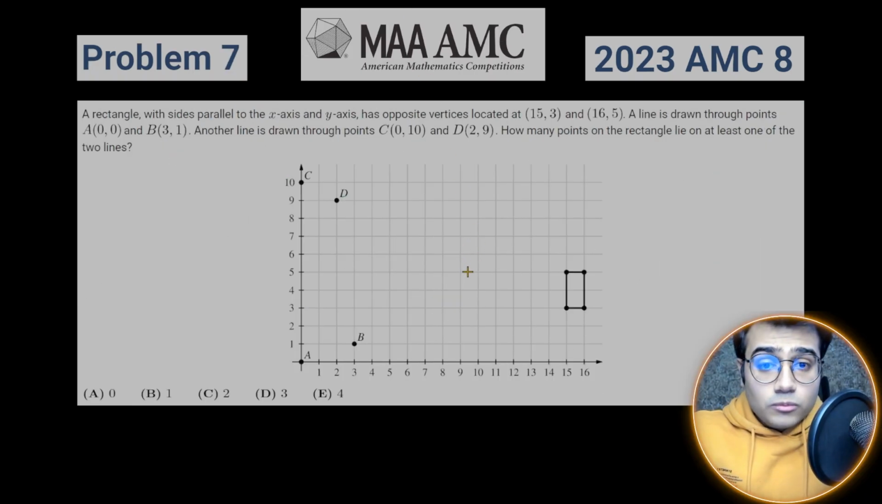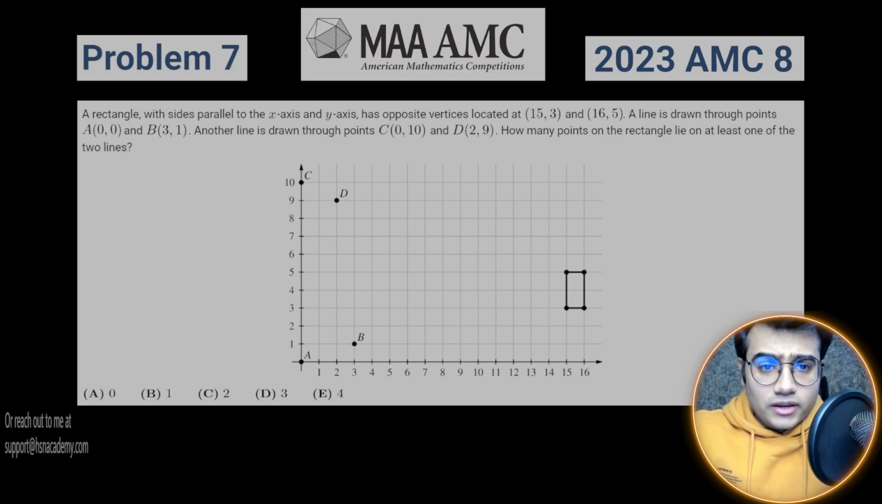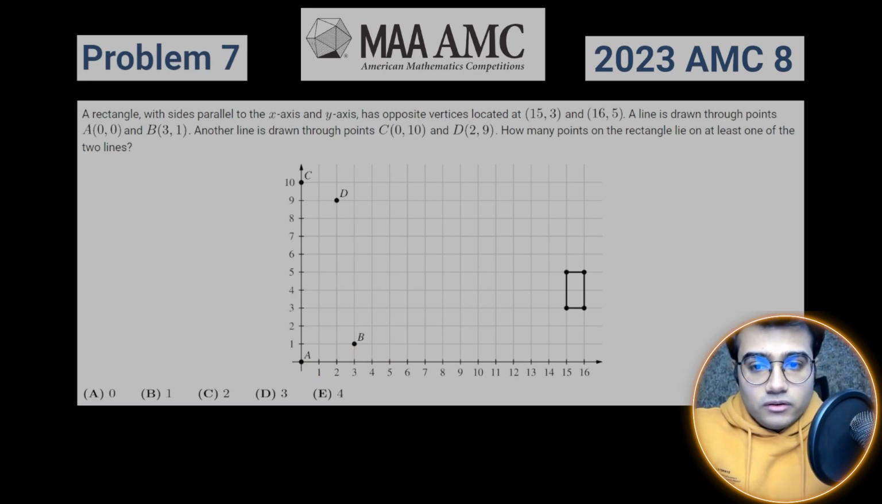Okay, so in this problem, they've given us a coordinate grid and they've given us a few points and a rectangle. So the question is, they want to know how many points on the rectangle lie on one of these lines at least. So they just want to see how many points do these lines cut the rectangle at. So we can do that really easily if we just continue the lines and see where it intersects the rectangle. Now this line goes 3 across and 1 up. So if we just continue this pattern, we will be able to see exactly where it cuts the rectangle. So this line AB cuts the rectangle at this point right here.